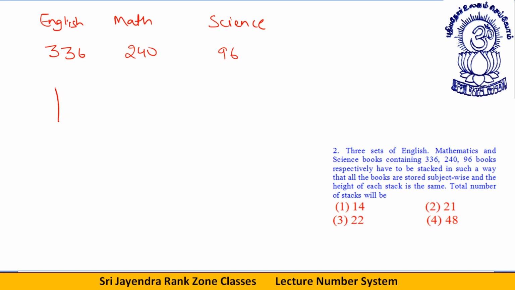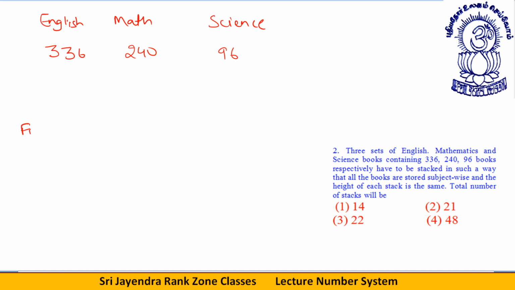Let's say this is the height of one stack. So the height of all the stacks should be the same like this. The total number of stacks will be in such a way that all the books are subject wise and the height of each stack is the same. If the height of each stack should be the same, let's find the HCF of these numbers.